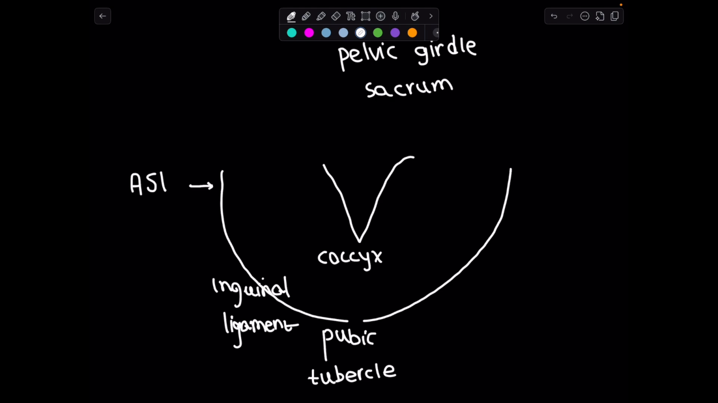The inguinal ligament stretches from the anterior superior iliac spine, ASIS, of the ilium to the pubic tubercle on the pubis, forming the floor of the inguinal canal. Together, these structures stabilize the pelvis, connect the spine to the lower limbs, and support the abdominal and pelvic organs.